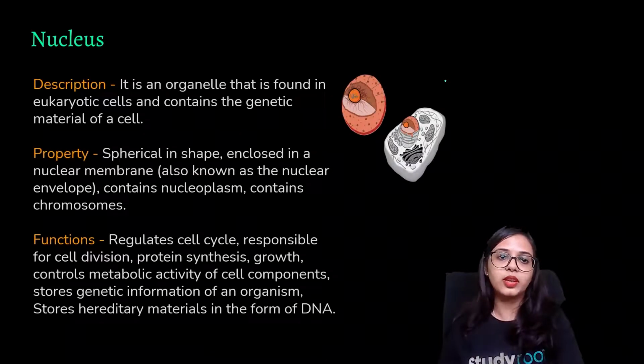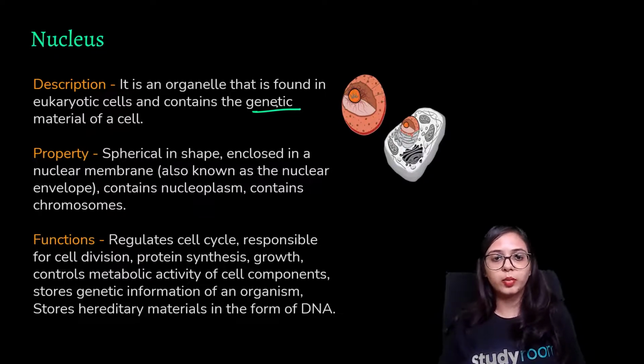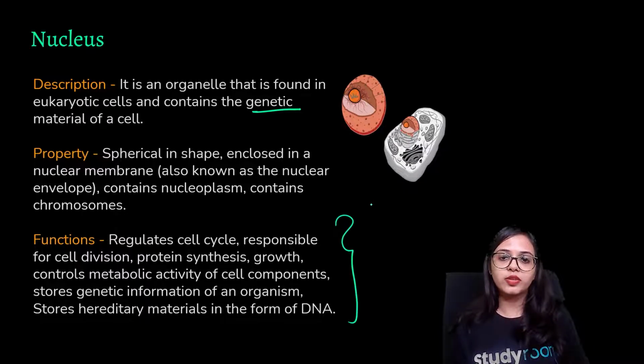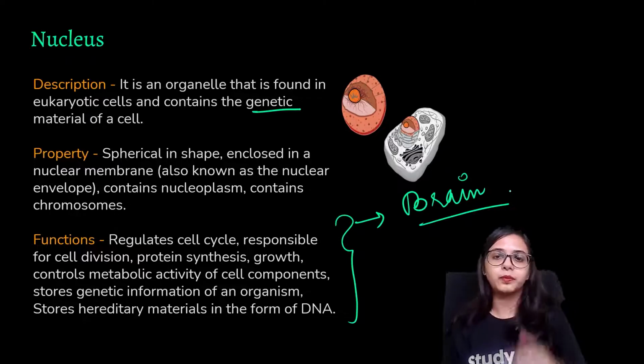Let's talk about the nucleus now. Nucleus is an organelle that is found in eukaryotic cells and contains the genetic material of a cell. It is spherical in shape. It is enclosed in a nuclear membrane. It contains nucleoplasm. It contains chromosomes, and it regulates so much. Owing to this, if you may remember, in one of the earlier slides, I had told you to visualize the nucleus to be the brain of the cell, right?